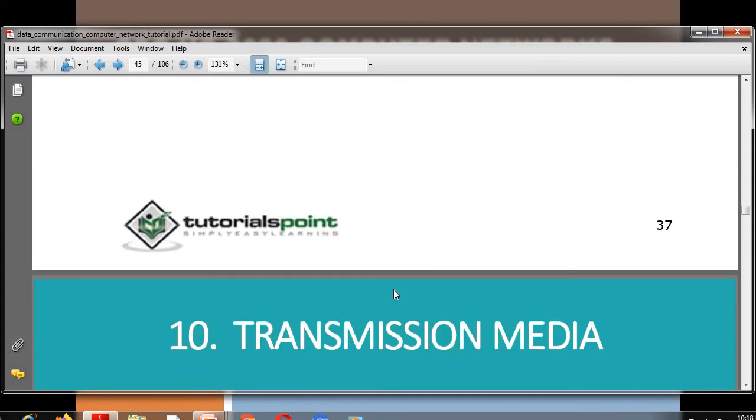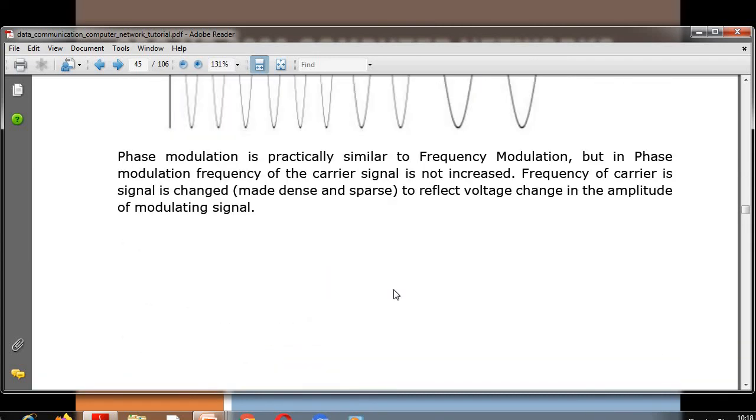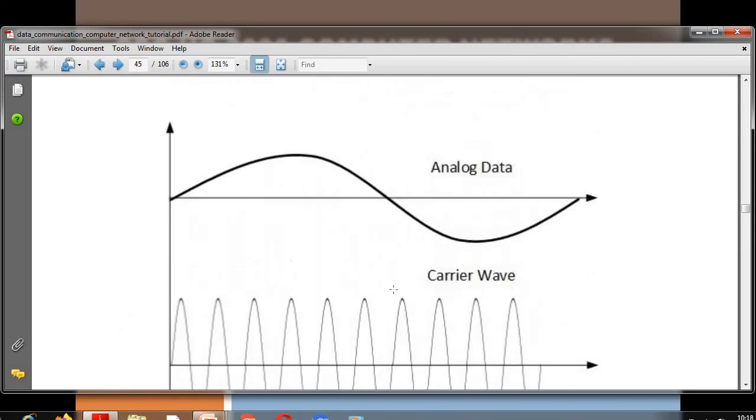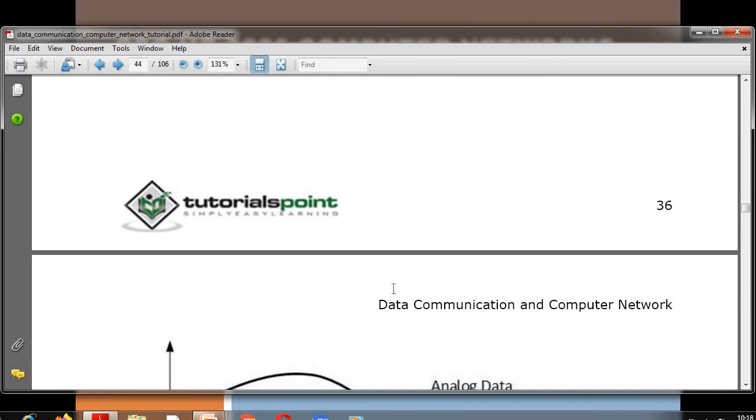So in this way we have this type of transmission and conversion of data and signals in computer networks.